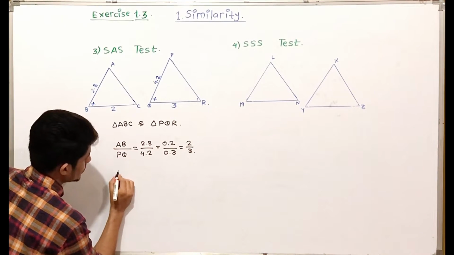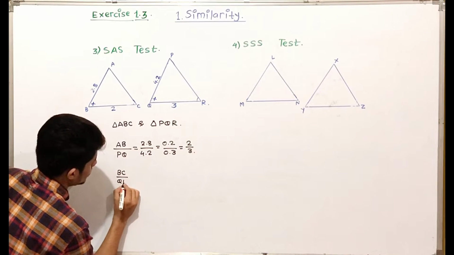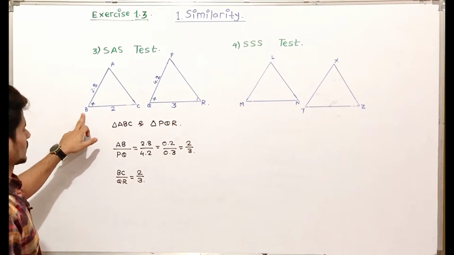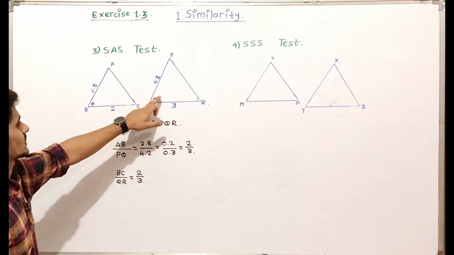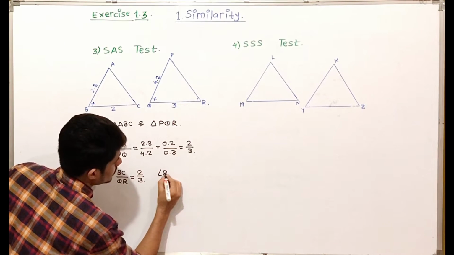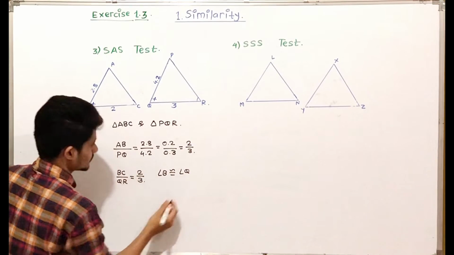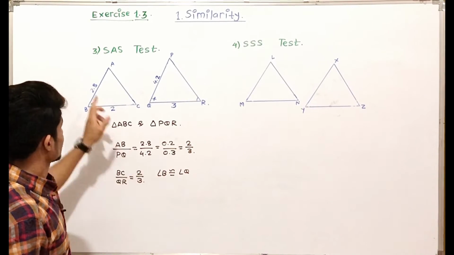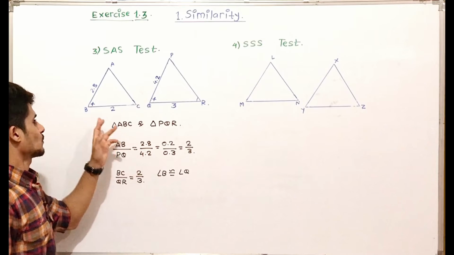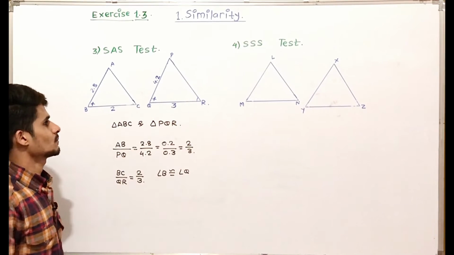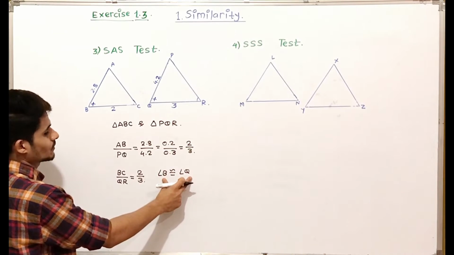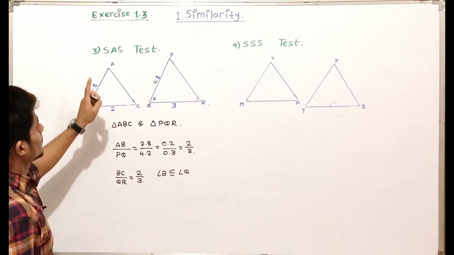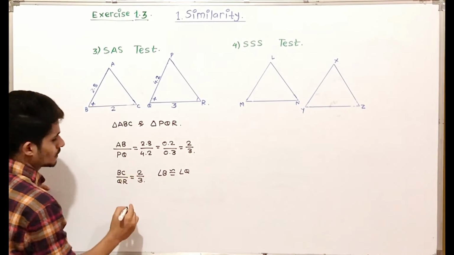Similarly, we'll take the other two sides, that is BC upon QR, which equals 2 by 3, and angle B is congruent to angle Q. We have the same mark, that is angle B is congruent to angle Q. AB upon PQ and BC upon QR are proportional, and one angle is congruent, that is angle B is congruent to angle Q, then by the SAS test the triangles will be similar.